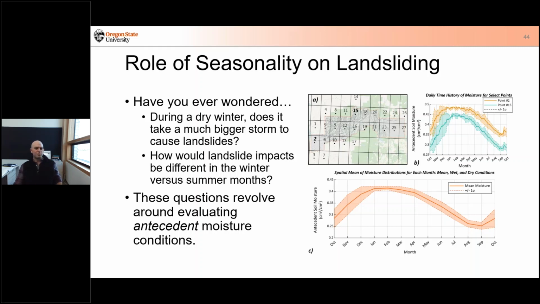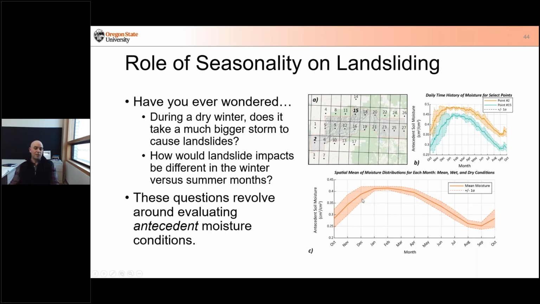How would landslide impacts be different in, say, deep in the winter in February versus the shoulder months of, say, April? These questions effectively revolve around evaluating antecedent moisture conditions. So for our given site, we take satellite-derived soil moisture conditions for each month, and we take the average for the past 5-10 years or so, and we can start to put bounds on what the observed moisture distribution is for the landscape. Of course, it varies depending where you are, but we can also get standard deviations for that, and we can see that there's strong seasonality associated with moisture content.